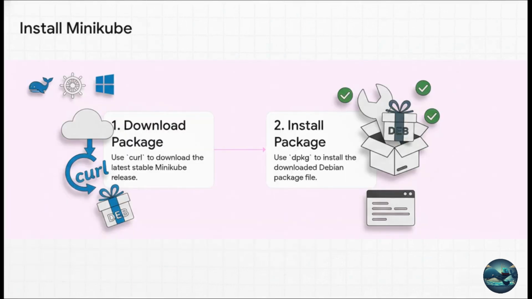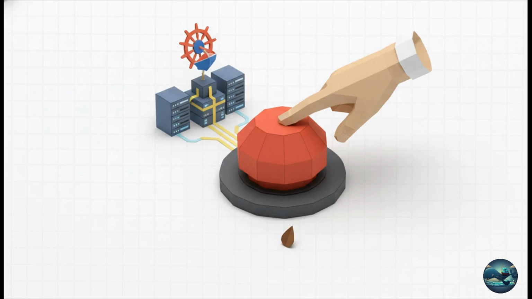Installing Minikube is a quick two-step dance. First, we use curl to download the latest stable version as a Debian package. Then we use the dpkg command to install that package right onto our system. Simple as that. And now, the moment we've been working towards. With one single, beautiful command, minikube start, we are about to bring an entire Kubernetes cluster to life.